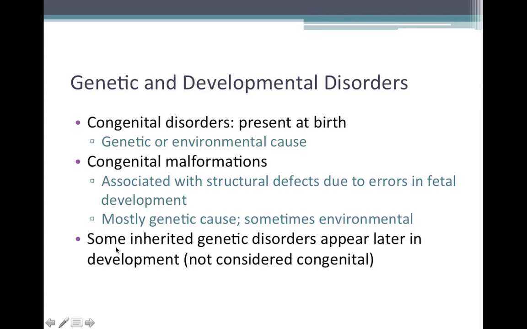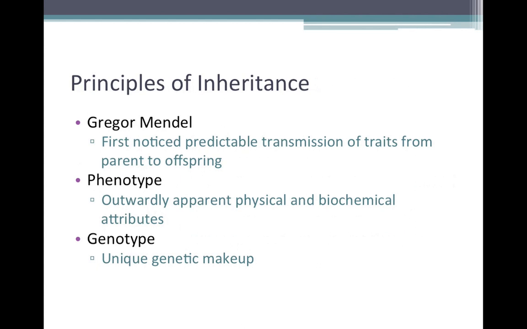Now, some inherited genetic disorders can appear later on in life, and although they're heritable and therefore genetic, if they're not present at birth, then these are not called congenital disorders. These are just genetic disorders, and we'll get to some genetic disorders later on in this lecture.